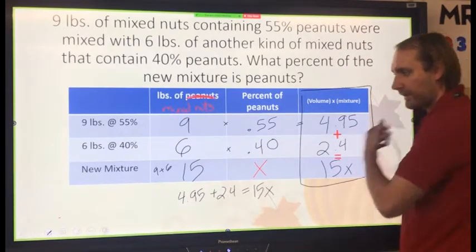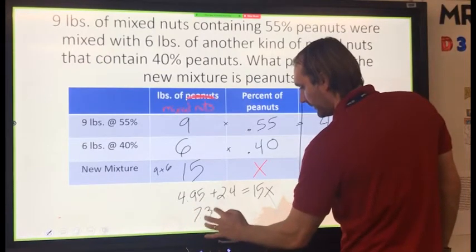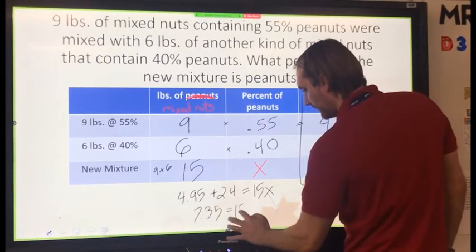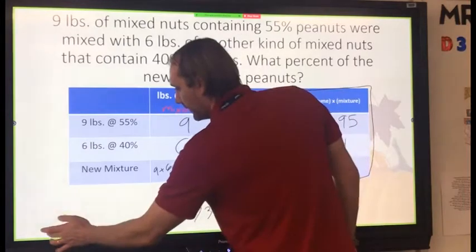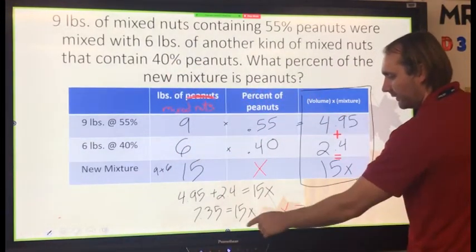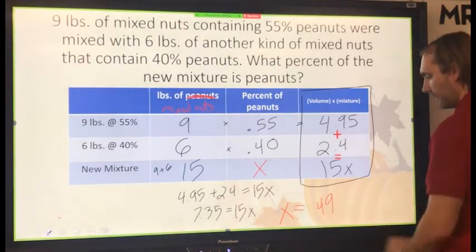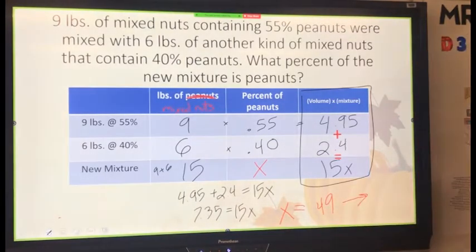Combine like terms. So what's 4.95 plus 2.4? 7.35. And then equals 15x. Now, last but not least, let me divide by 15 on both sides. That gives me 0.49. As a percentage, 49%.